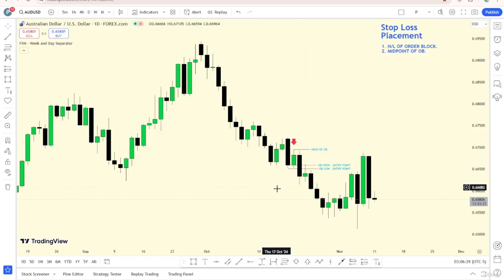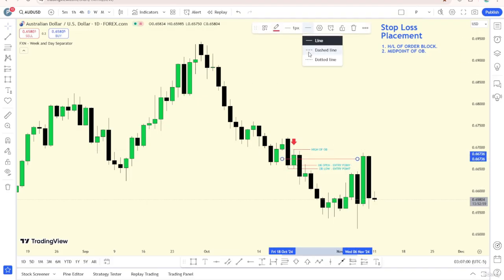The second place, which is a more aggressive area where you can place your stop loss, is the midpoint of that order block. I've used this rectangle to capture the high and the low of that order block, and it's giving me a midpoint. So that is the midpoint of the order block.